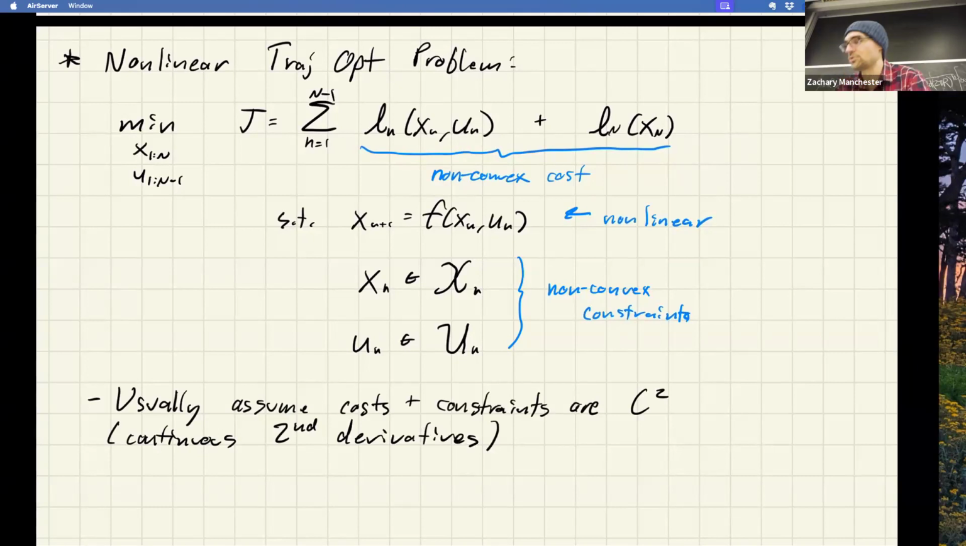And the reason we're assuming C2 smooth should be obvious. We're doing Newton's method, so we've got to take gradients and Hessians. That's basically it. This is what you need to do to basically do Newton. Okay. Any questions so far? That's what we're doing. Okay, so now we're going to talk about differential dynamic programming.